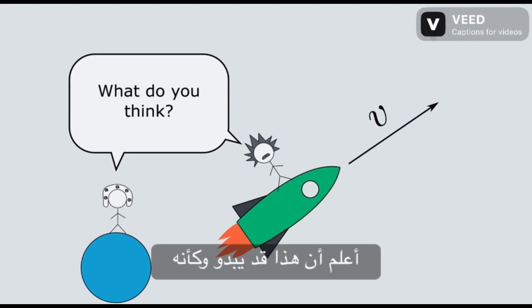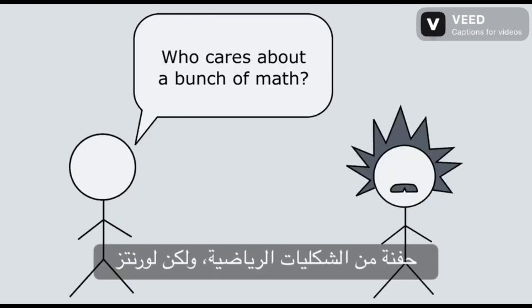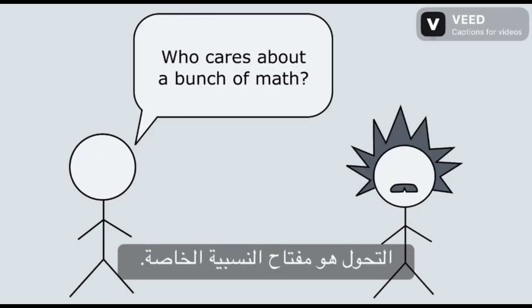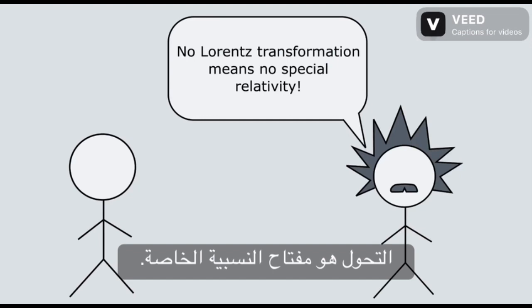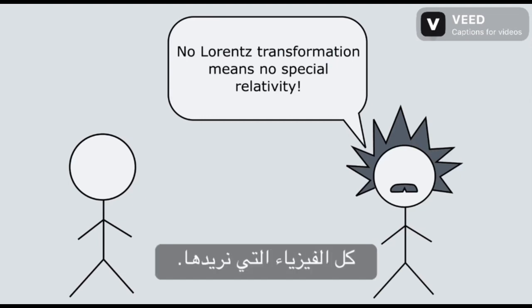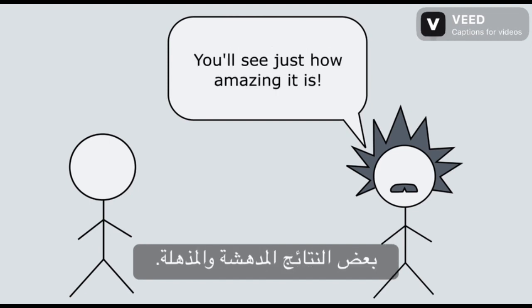I know this may seem like a bunch of mathematical formalities, but the Lorentz transformation is the key to special relativity. With it, we'll be able to do all of the physics we want, and in doing so, we'll find some surprising and amazing results.